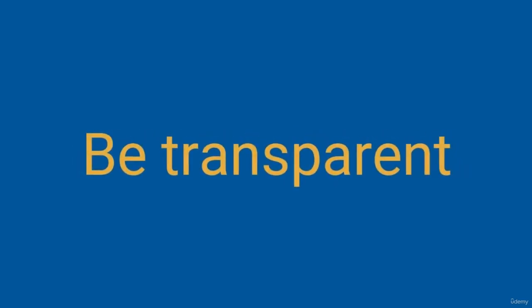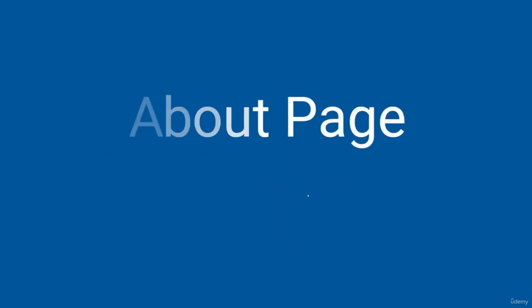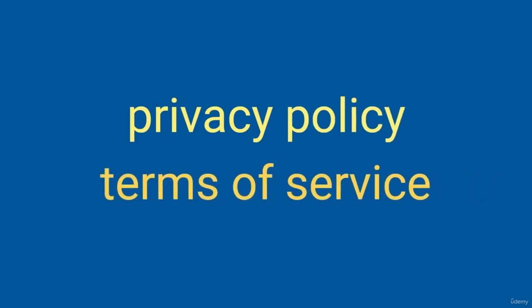Be transparent. Google points out that they expect most websites to have some sort of information about who is responsible for the website. This means having a thorough about page, an easy to find contact page, references and external links to sources, privacy policy and terms of service, and author bylines on every article.